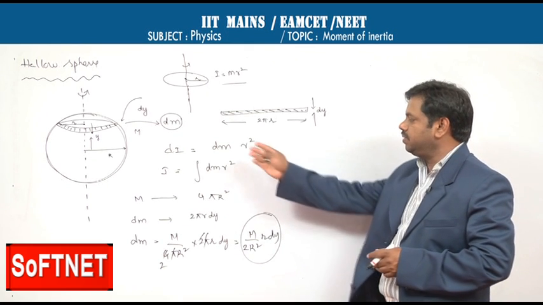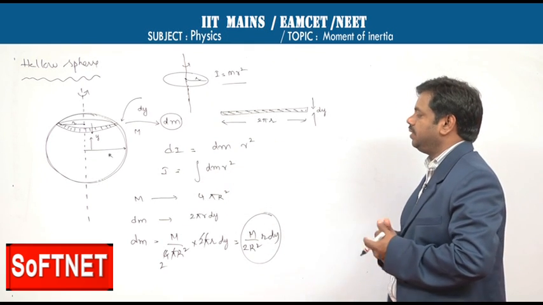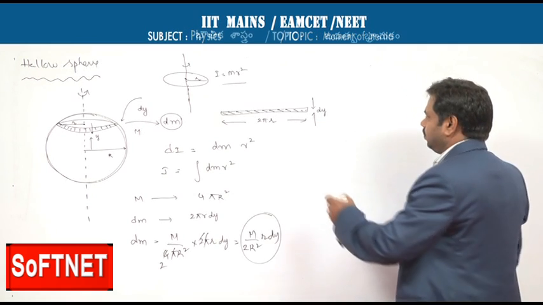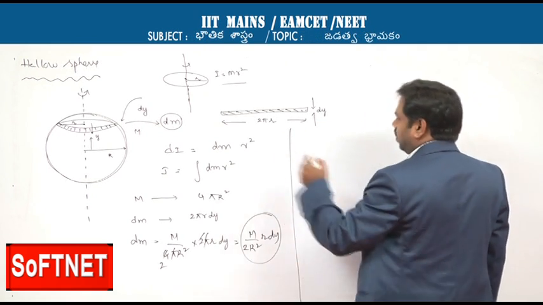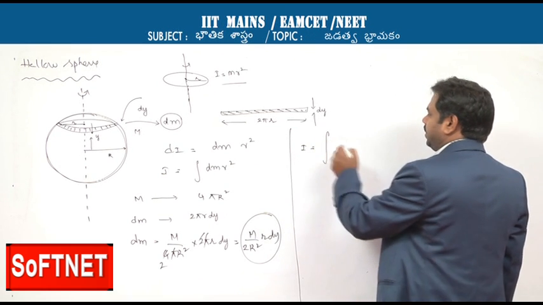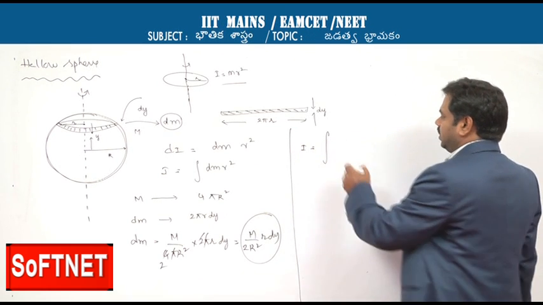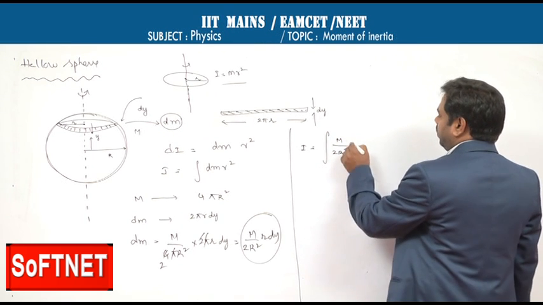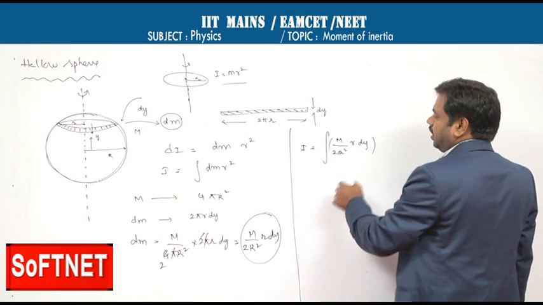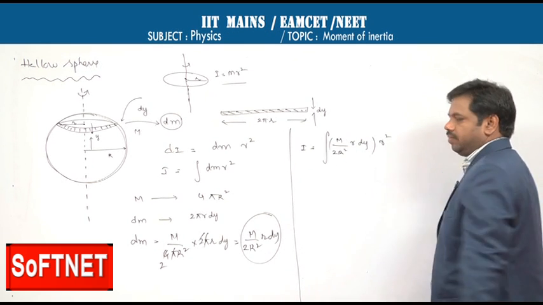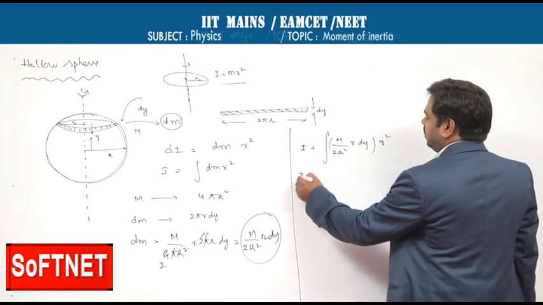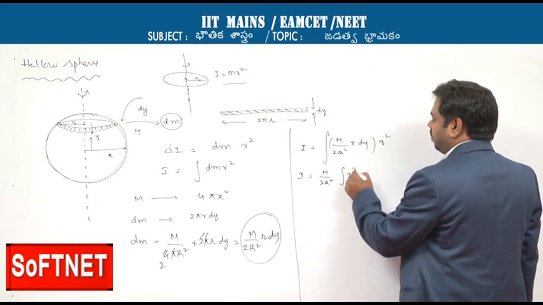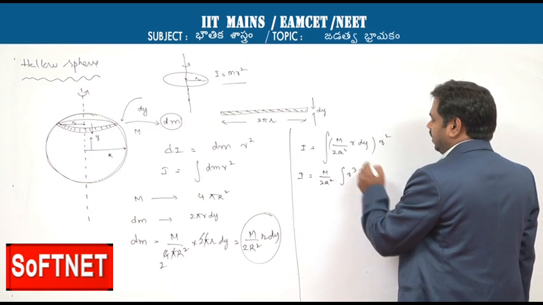Now by substituting this value in that equation, we will find out the moment of inertia of the whole sphere. How? Now I is equal to integration of dm, which we got just now, capital M by 2 capital R square into r into dy, and along with that r square is there. So we get I is equal to M by 2 R square integration of r cube into dy.